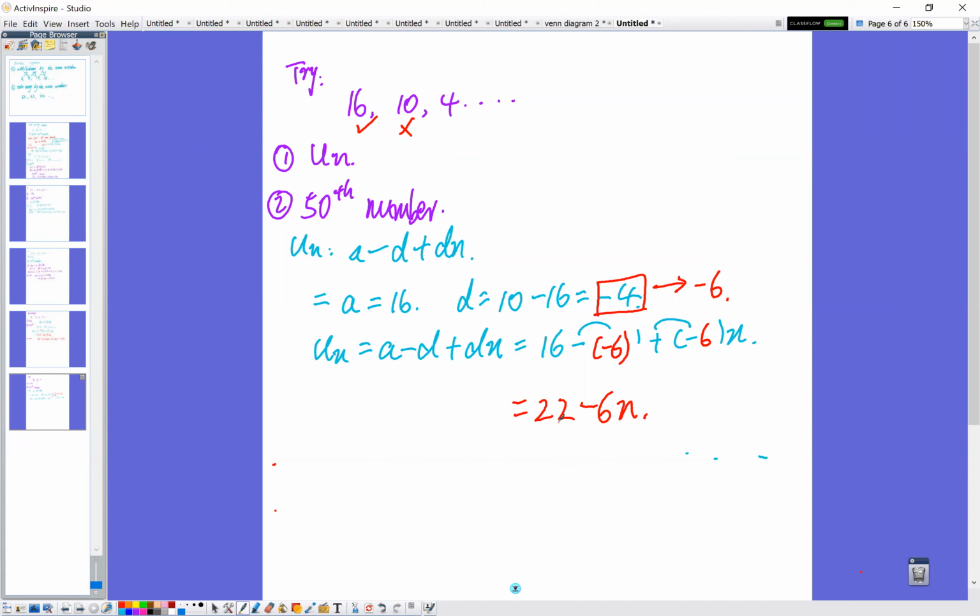So now let's carry on. The question asks you to find out the 50th number, so n is equal to 50. So you get 22 take away 6 times 50. 22 take away 6 times 50 is like 22 take away 300. 22 take away 300, answer is minus 278. Okay, this is for this question. Bear this in mind.